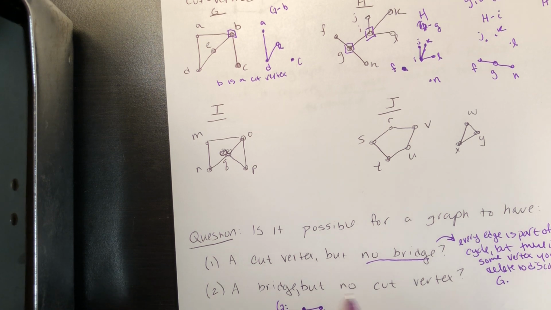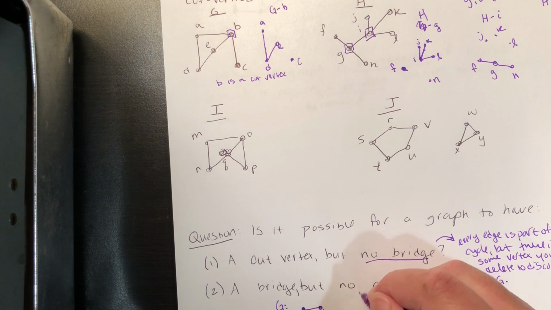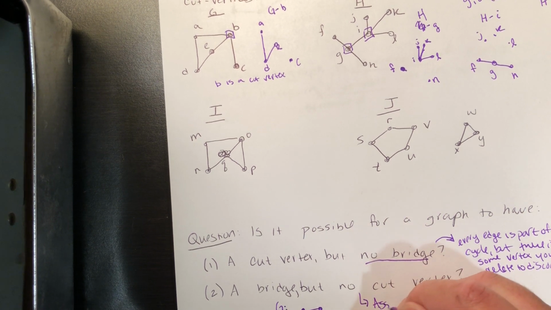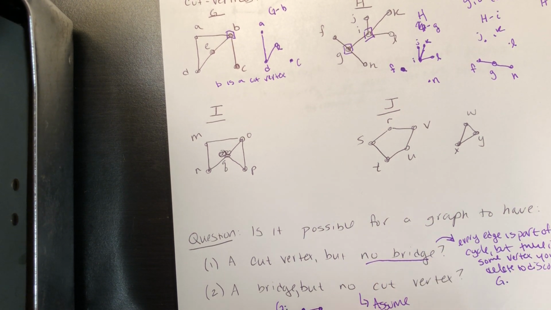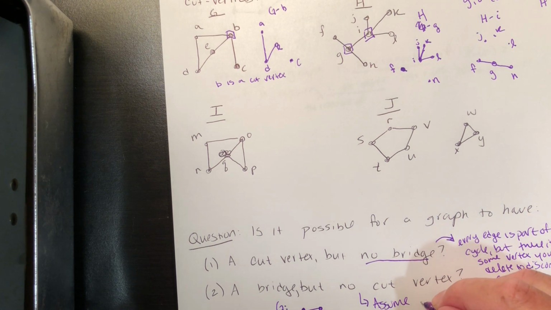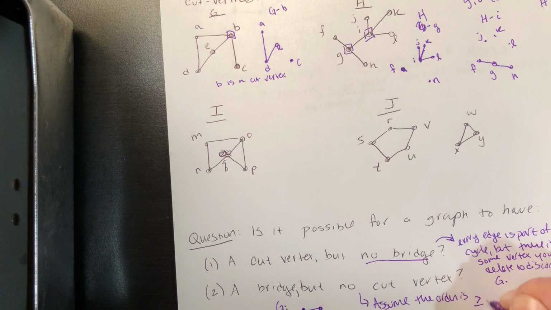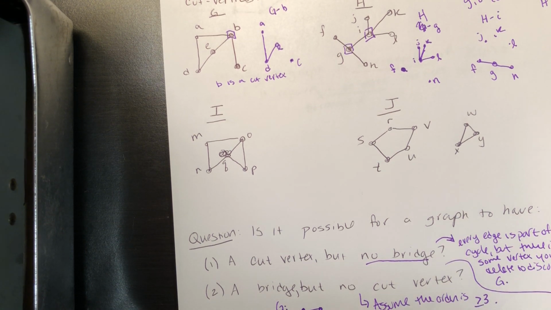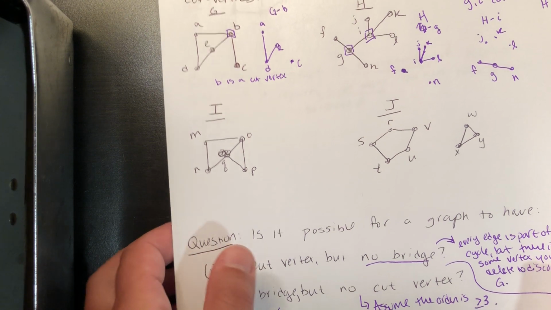All right, so technically yes, but what about if we assume that it has more than two vertices? So assume the order is greater than or equal to 3. This is something that you're going to explore more in the exercises, but it's worth thinking about a little bit.